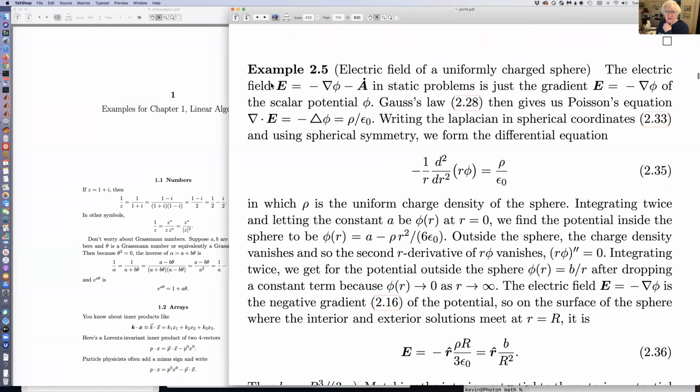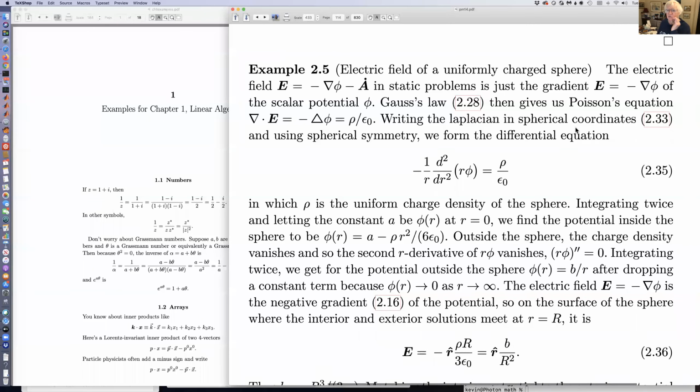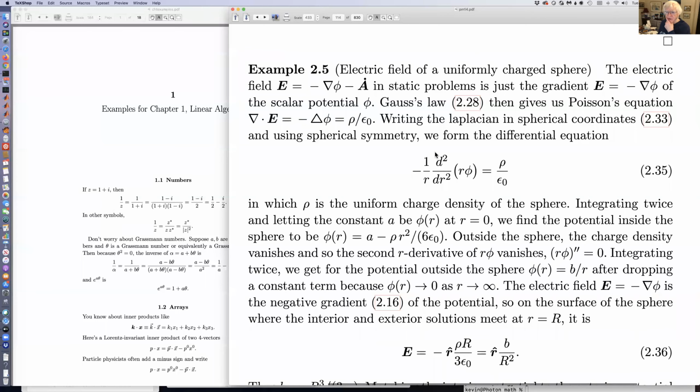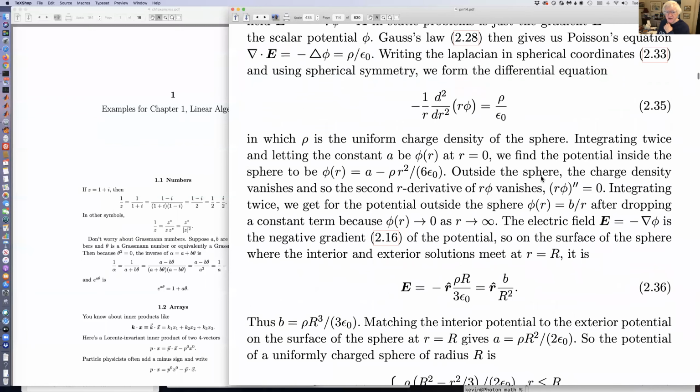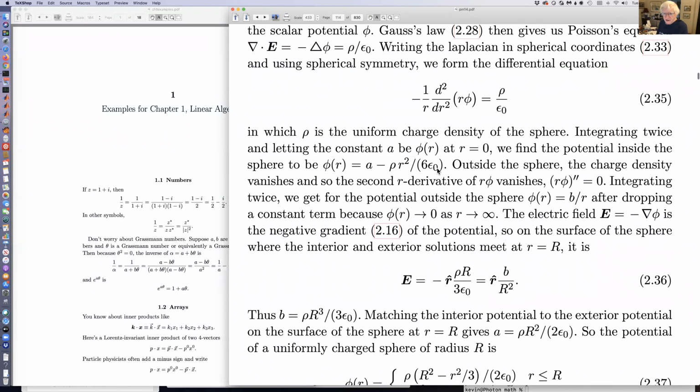The electric field is given by this in static problems. So there's no A dot, so it's just minus the gradient of phi. The divergence then is minus Laplacian of phi equals rho over epsilon 0. We write the Laplacian in spherical coordinates, we get this. Okay, and suppose we say that phi is A minus rho r squared over 6 epsilon 0.